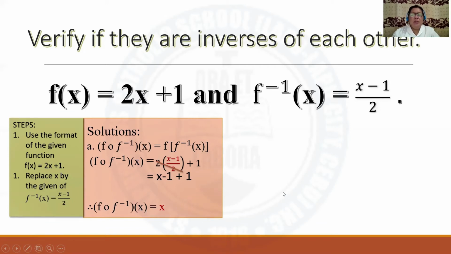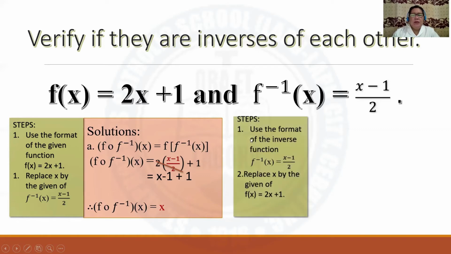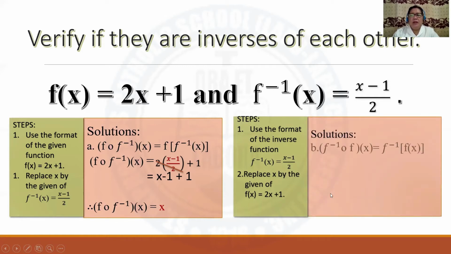And for the second composition, we have to take f^-1 circle f. So, the steps are, you have to use the format now of the second function and replace x by 2x + 1. So, the solution is, first, you have to write f^-1 circle f of x, and this is the equivalent expression f^-1 of f of x. And you have (x - 1)/2. Change x into 2x + 1. Then minus 1 over 2.